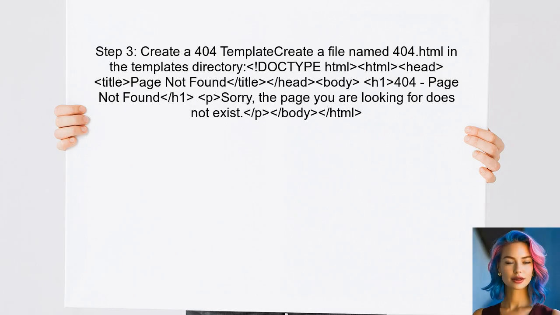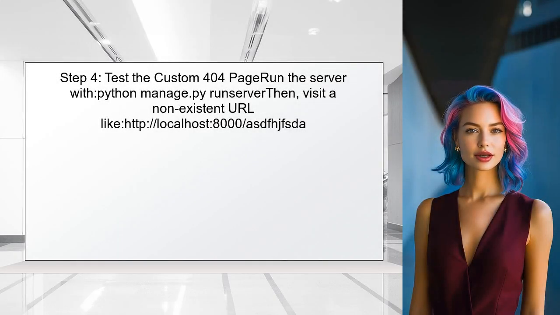Now, the user should create a template for the 404 page. This template will be displayed when a page is not found. The user can create a file named 404.html in the templates directory. Finally, the user can test the setup by running the Django development server and navigating to a non-existent URL. This will trigger the custom 404 page.